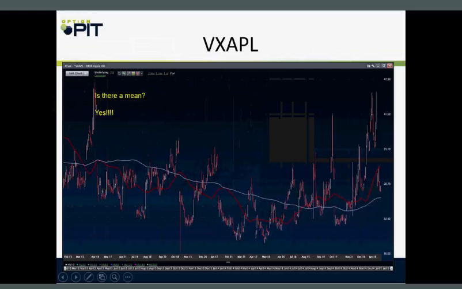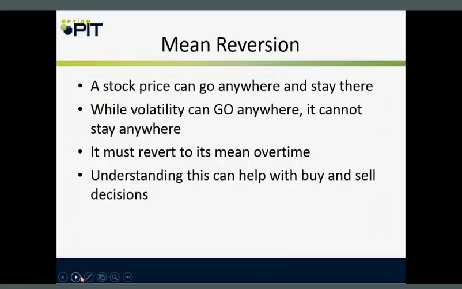The point is, a stock can go anywhere and stay there. And while volatility can go anywhere, it can't stay anywhere. It will revert back. It will, 100% of the time, unless it goes out of business. All right. So understanding this will help you with buy and sell decisions.